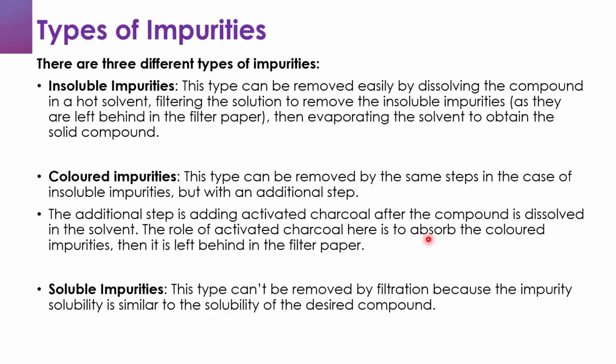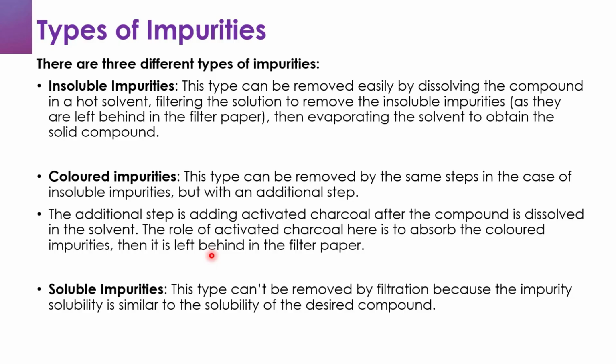When we talk of colored impurities, they are impurities that change the color of the solution. So the role of activated charcoal here is to absorb the colored impurities, and then it is left behind in the filter paper. Now let us look at the soluble impurities.